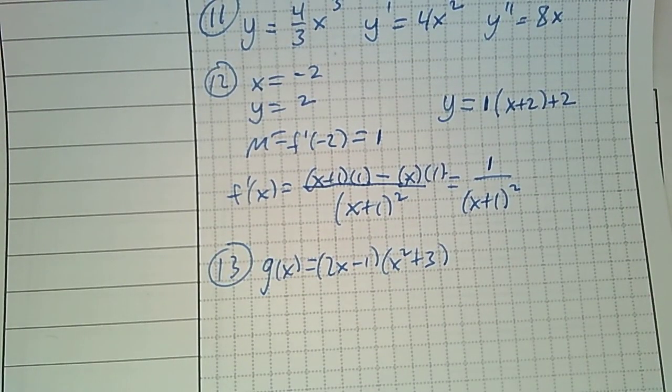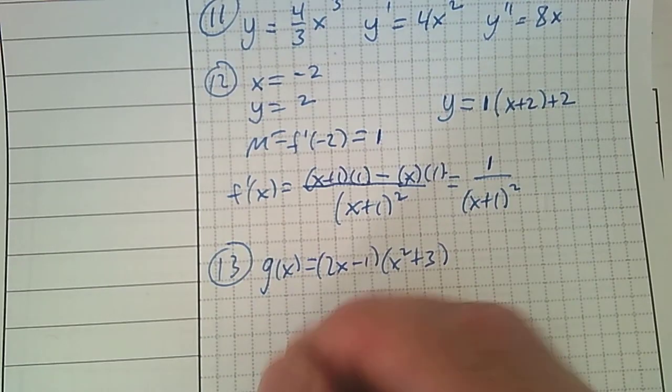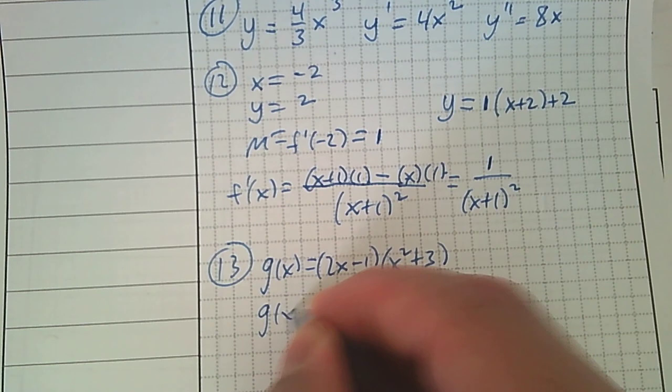And when I see the word tangent parallel to something, that means I need to take the derivative. So we can distribute or we can do the product rule. So what I'm going to do is some algebra first.